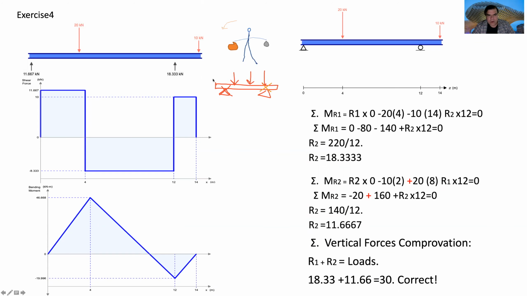When we calculate the moment in R1, in this point, that is the center, this force will be negative, 20 will be negative, and 10 will be negative. Why? Because they are on the same side, on the right side. But when we calculate the reaction here in R2, we have one force at the left and one force at the right.